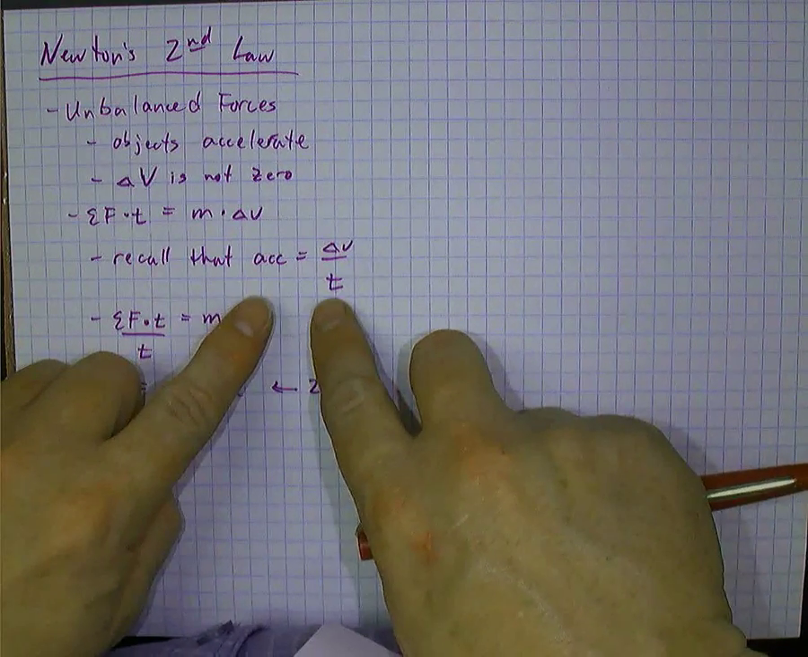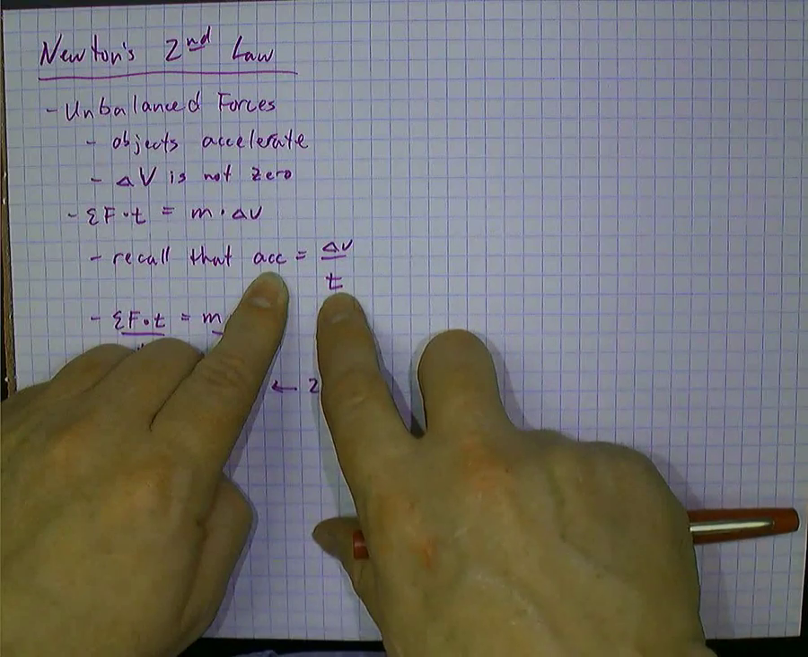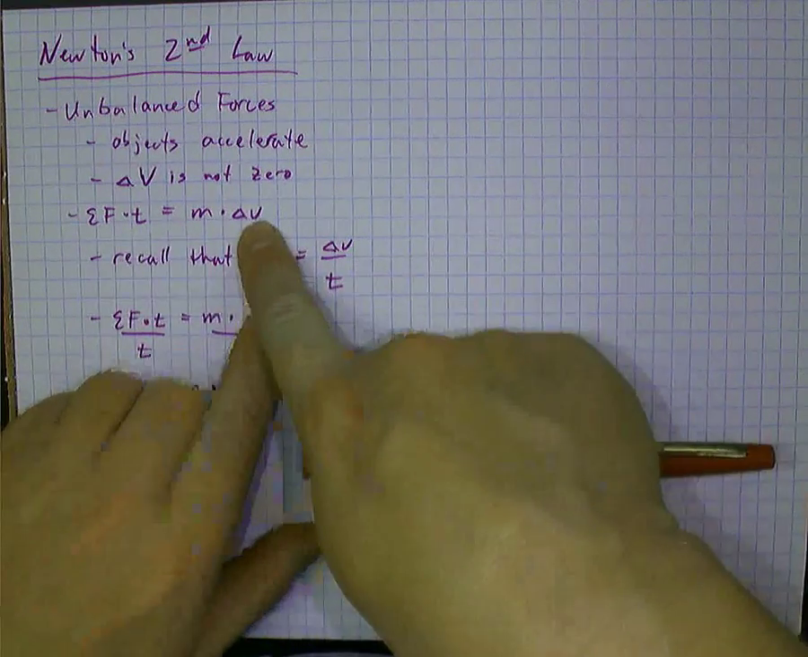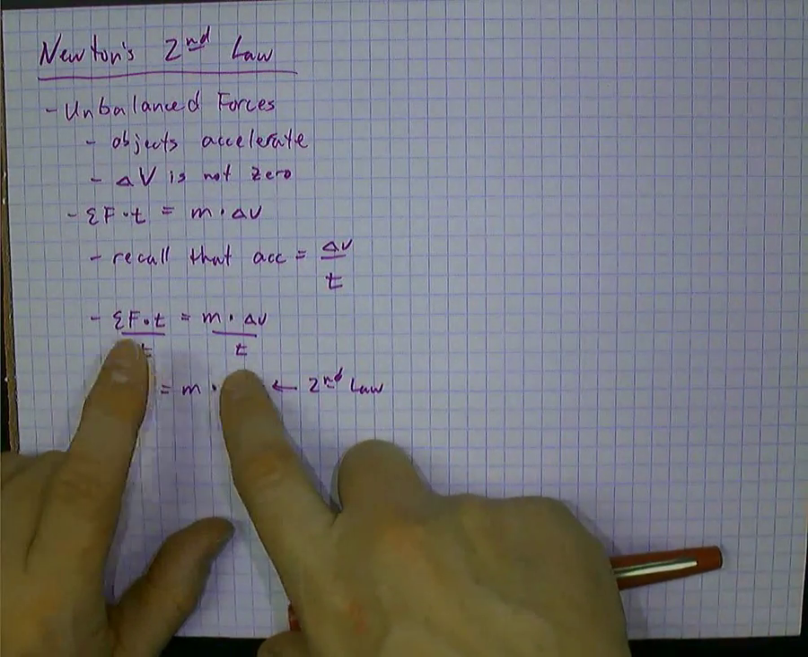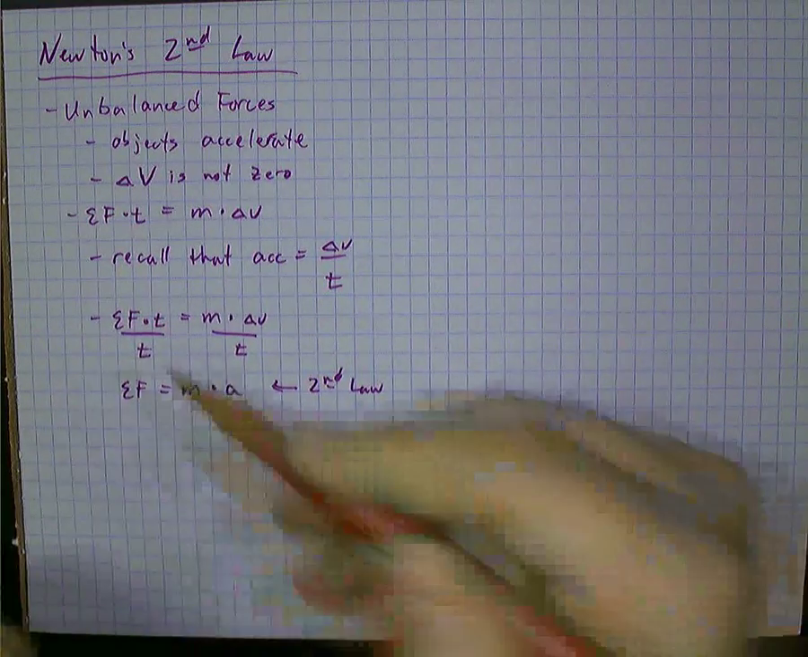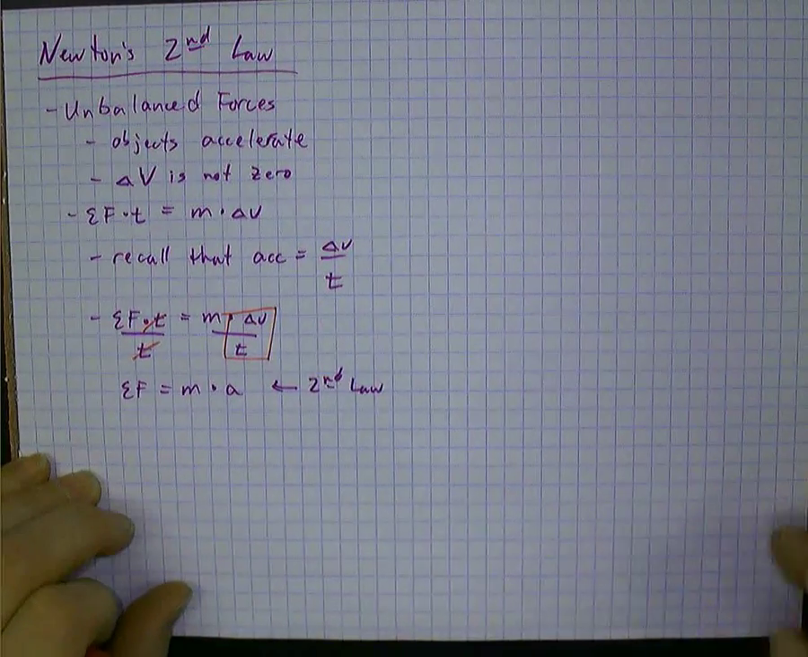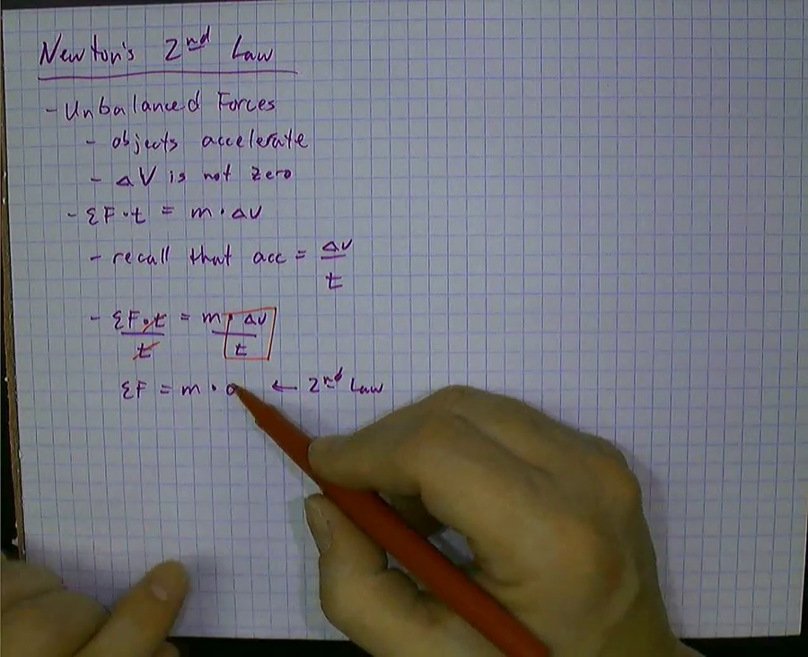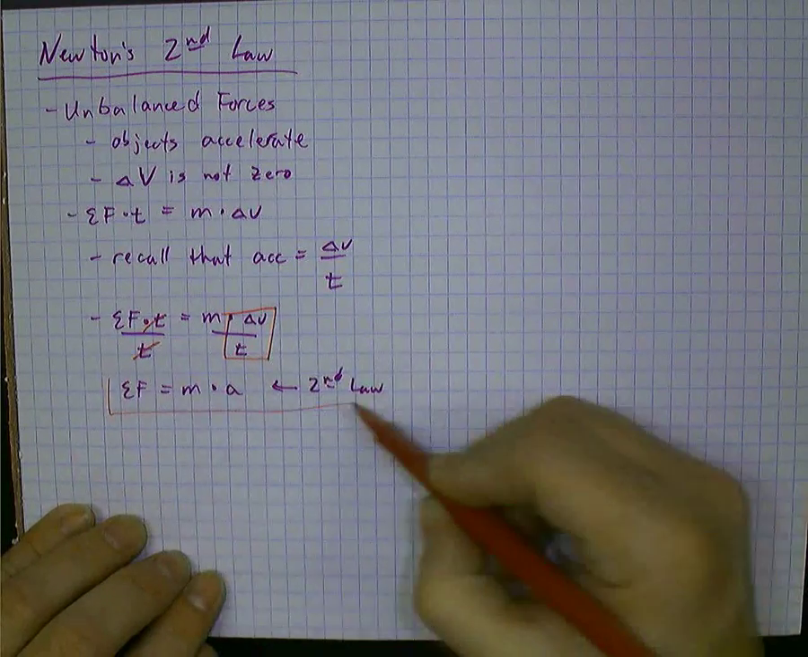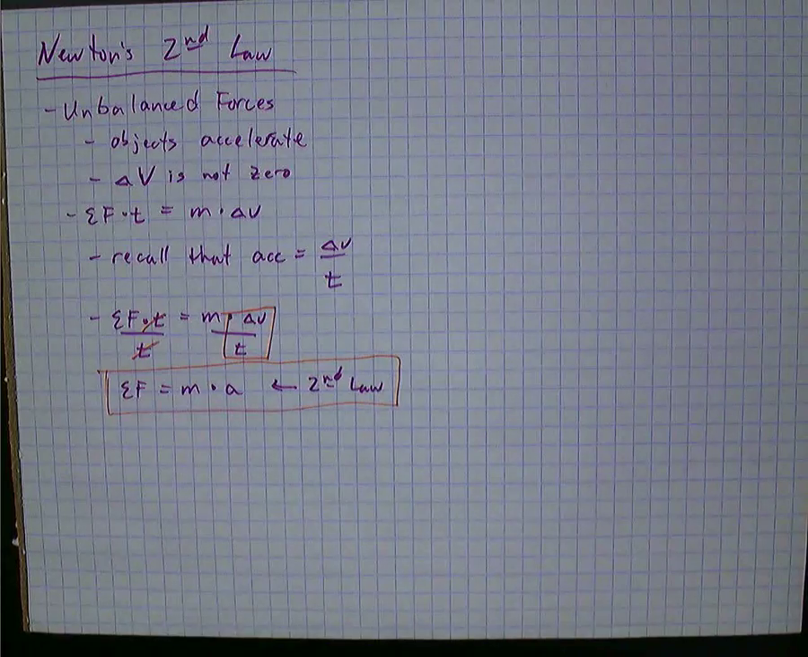Recall from kinematics that acceleration was defined as the change of speed divided by time, which suggests that up in this equation, if I divide both sides by time, then time would cancel out here and here, and change in velocity divided by time is what acceleration is. And so we get what we typically think of as Newton's second law of motion.